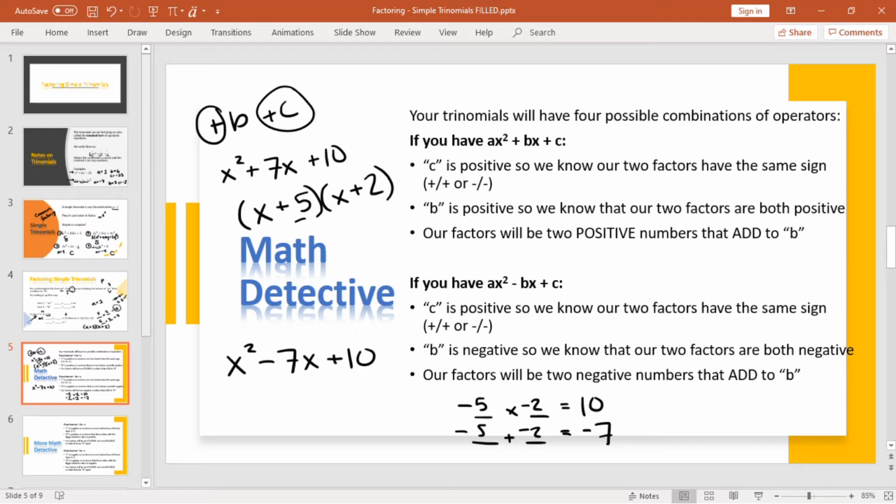Negative 5 times negative 2 is still positive 10. Negative 5 plus negative 2 is negative 7. So in this case, I look at my AC and my B line, and I discover that to make this combination, I need x minus 5, x minus 2.